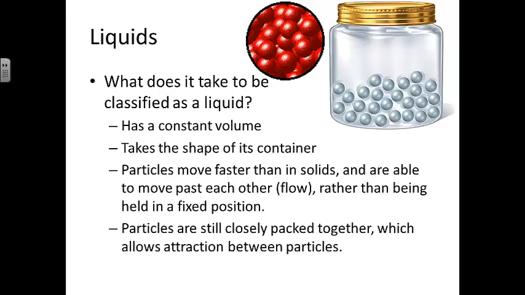Particles are still closely packed together, which allows attraction between particles. You can see in the jar that the particles in the liquid are not well organized. It may not be easy for you to see that they're in constant motion, but it's definitely visible in the image in the circle. Those particles are moving around. They're not stuck next to the same neighbors all the time. The attractive forces occurring between particles within a liquid is what gives liquids some of their special properties.